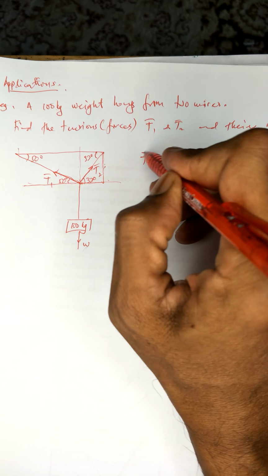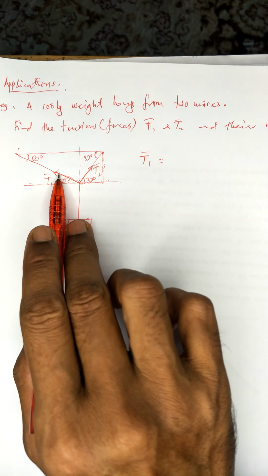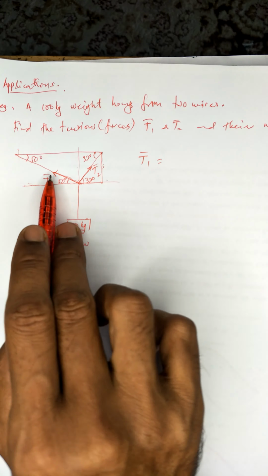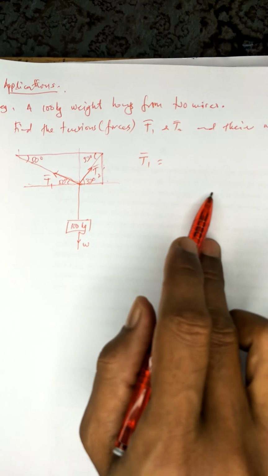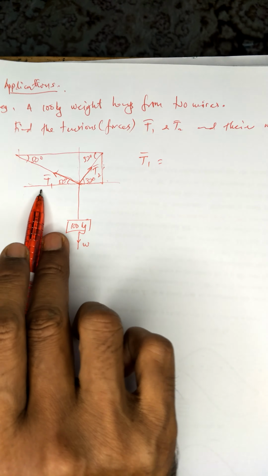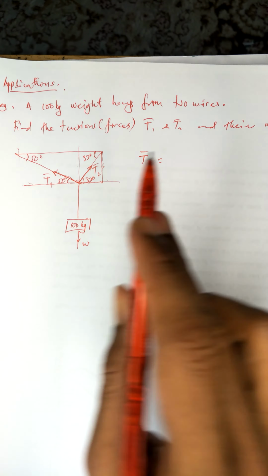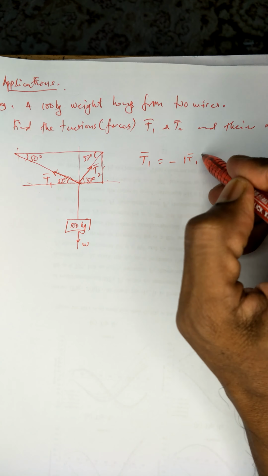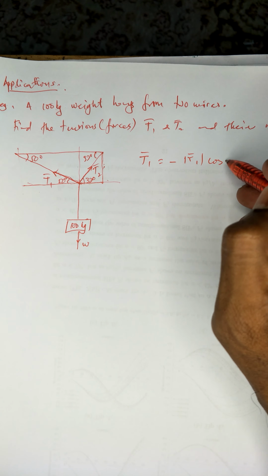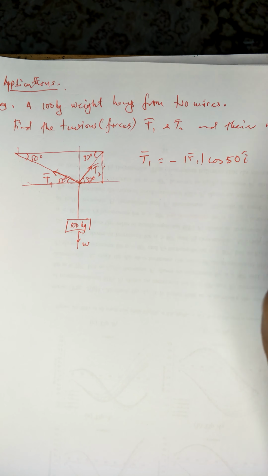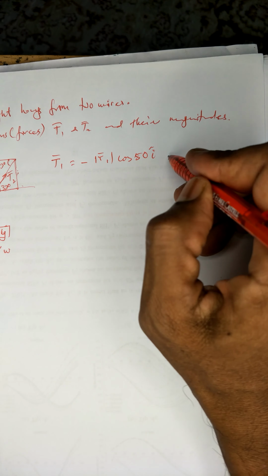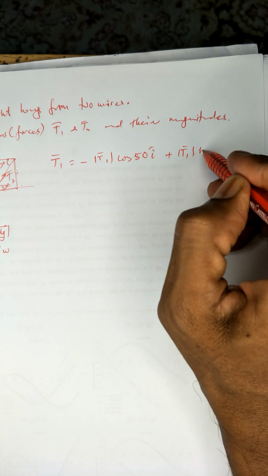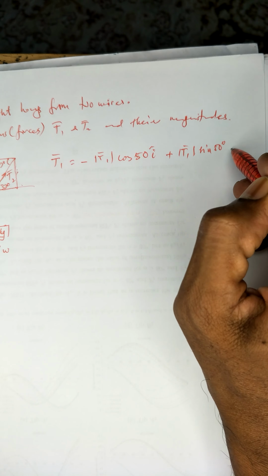So for T1, what we have here is the negative of i. i is positive to the right side. This goes to the left side, so it's negative. So this is negative of magnitude T1 cos 50 i plus T1 sin 50 j.